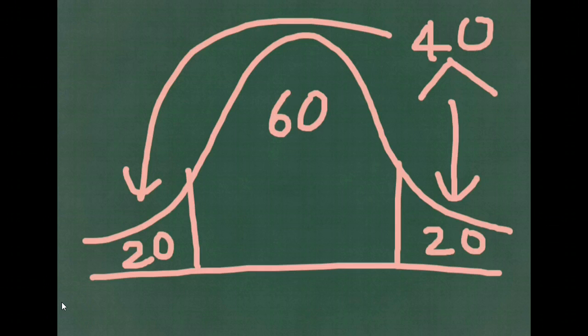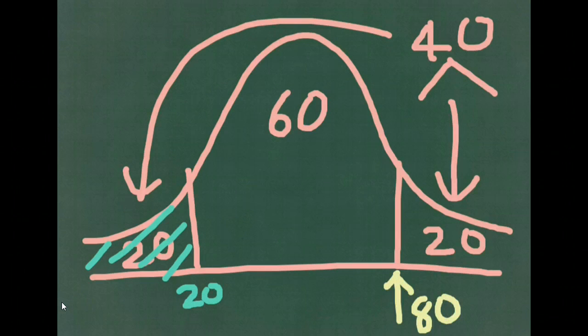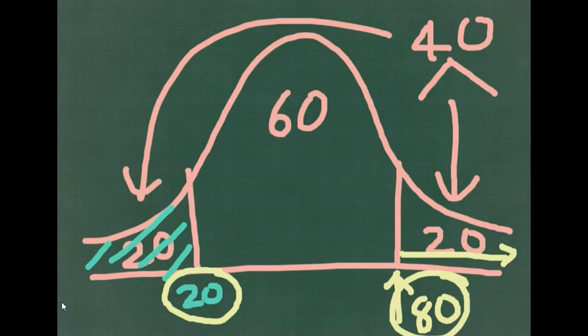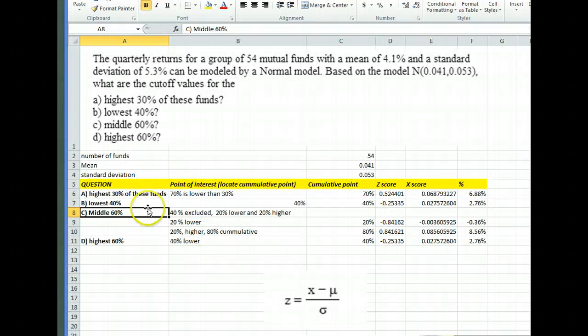But if we were to look at cumulative values, we will be interested in this cumulative value to find the first 20%, and then we're going to be interested in the cumulative values up to here, which is going to be 80%, since 20% is greater than that. So the two cumulative values we're going to seek to find will be 20 and 80, so that it captures 60% in between them. So looking at that real quick, it translates again to a similar problem.